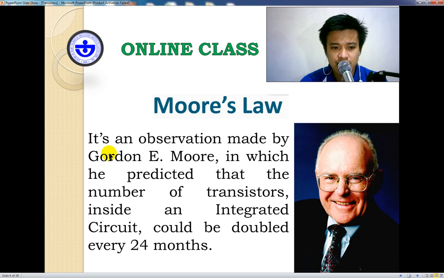And next we have Moore's law. Moore's law is actually an observation. The complete name of Moore is Gordon E. Moore, who predicted that the number of transistors inside an integrated circuit could be doubled every 24 months, or every 2 years.